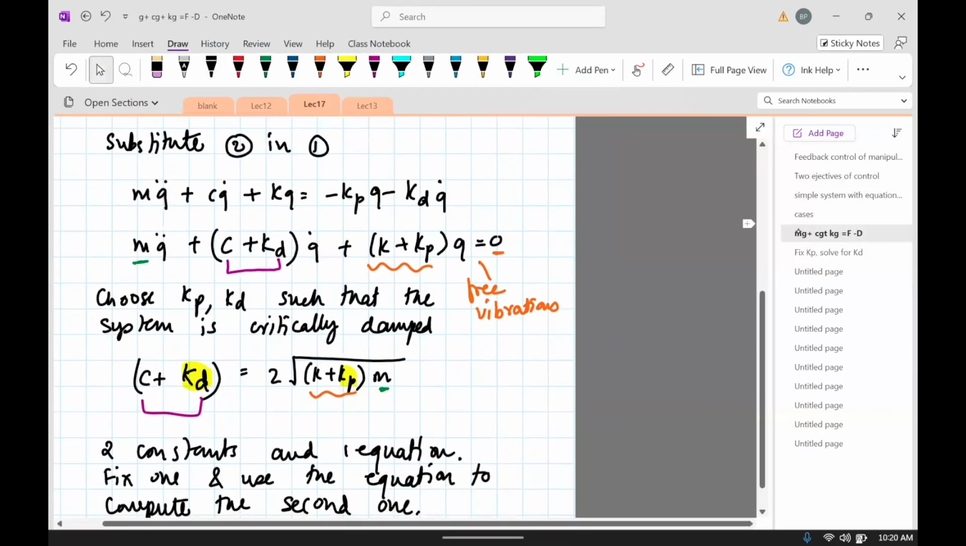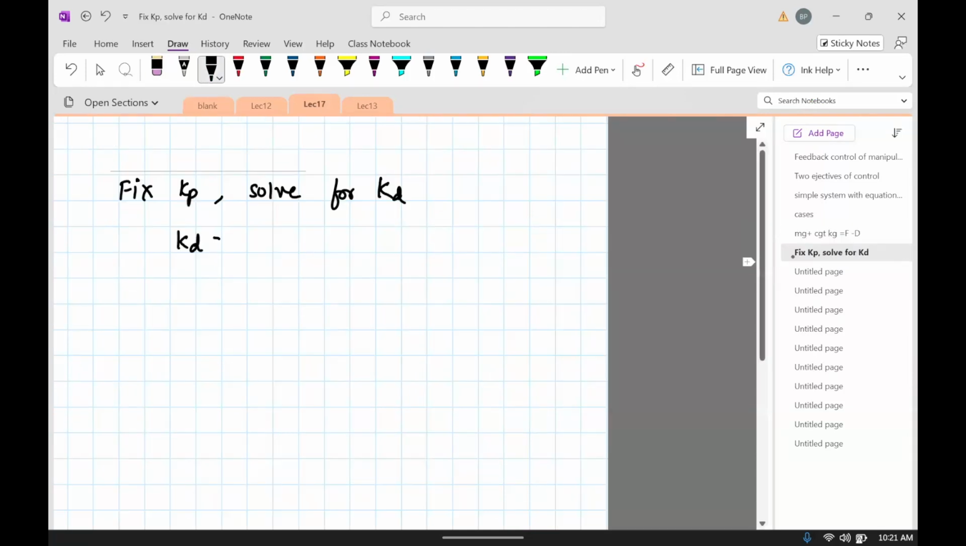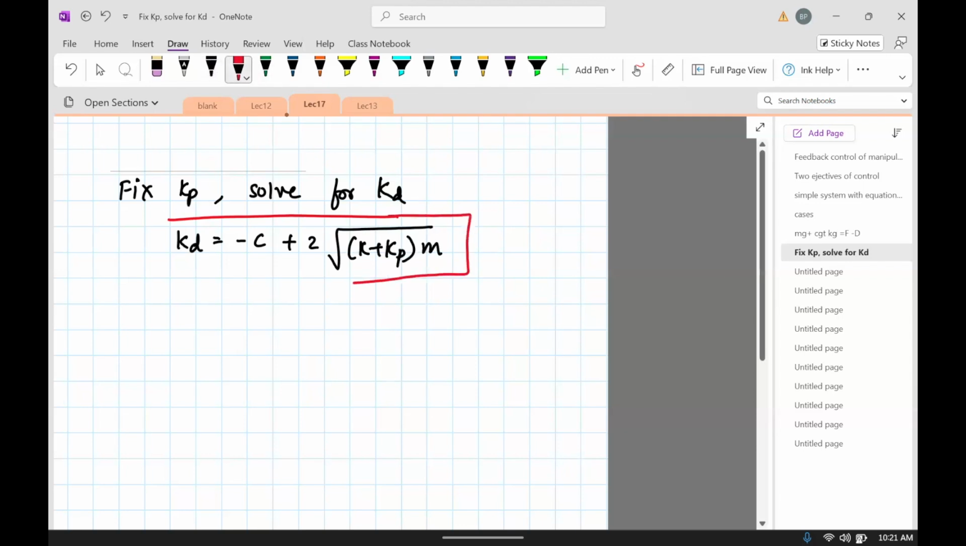So if you look at this equation, if you fix Kp and solve for Kd, you first need to square both sides so that you don't have to deal with that square. Minus C plus 2 square root of K plus Kp times M. So this is our solution. As long as Kd is this value for the fixed Kp, the system is always going to be critically damped.